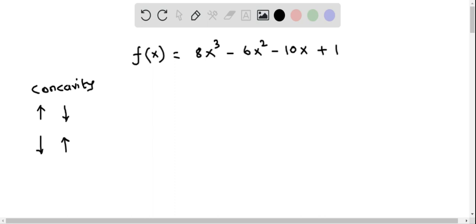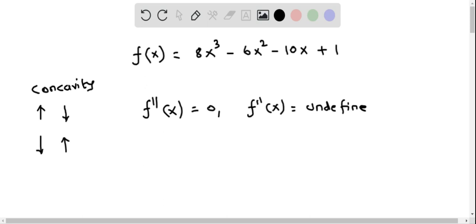So let's see how to determine the points of inflection. To determine the points of inflection, we set the second derivative equal to 0, or the second derivative is undefined. So we obtain the points of inflection usually when the second derivative is 0 or when it is undefined. So first, let's find the second derivative of the function f of x.